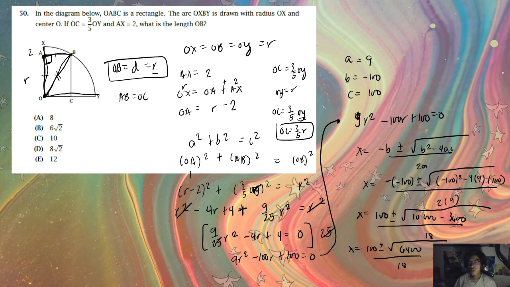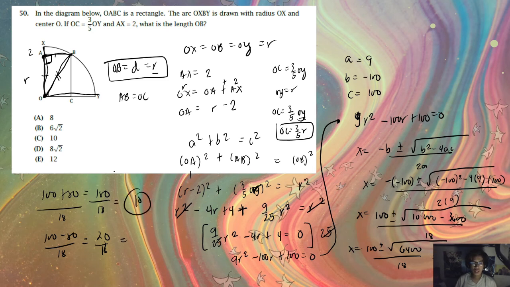So what's 100 plus 80? That gives us 180 divided by 18. And then what's 100 minus 80 divided by 18? That's 20 over 18. So 180 divided by 18 is positive 10. And 20 divided by 18, I think that's 1 point something, 1.11. So which of these two values is the value of x?